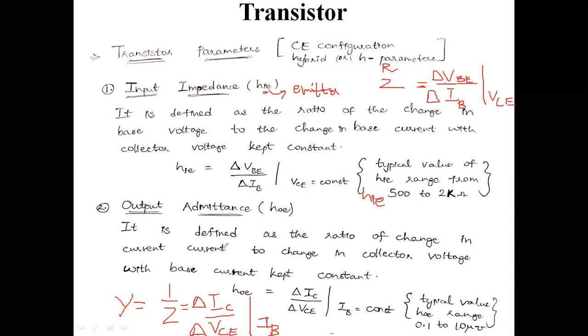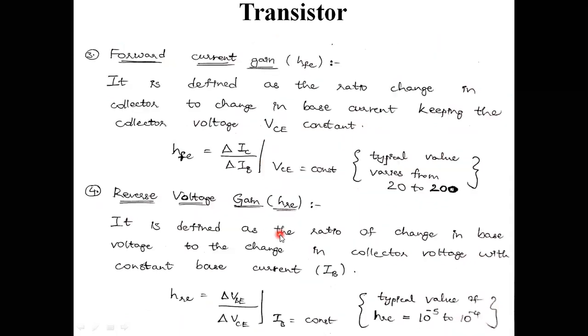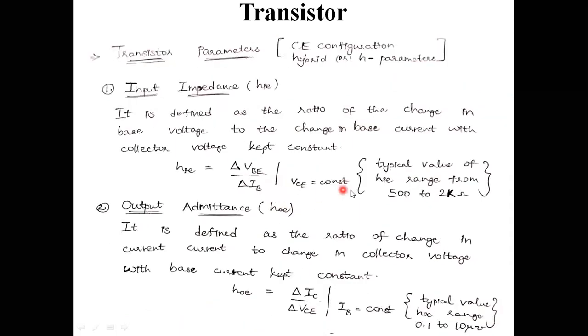Okay, and thereafter, this is the input impedance and output admittance. In this way we are going to define this. Range values are very important. The range values we need to memorize. We need to memorize these two values.